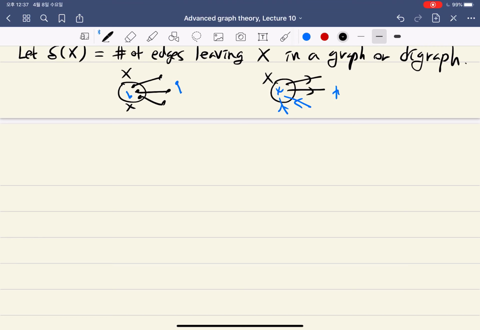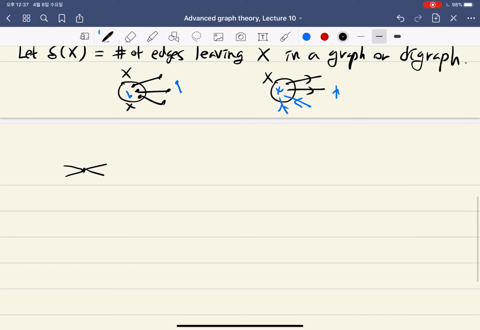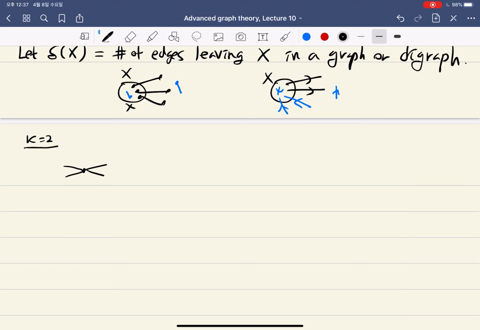So how do we want to prove this? We want to prove it using induction, induction on, say, the number of vertices. The idea is that if you have, say, K is 2, so a 4-edge connected graph, and there is a vertex with degree 4, then let's say this is U1, U2, W1, W2.